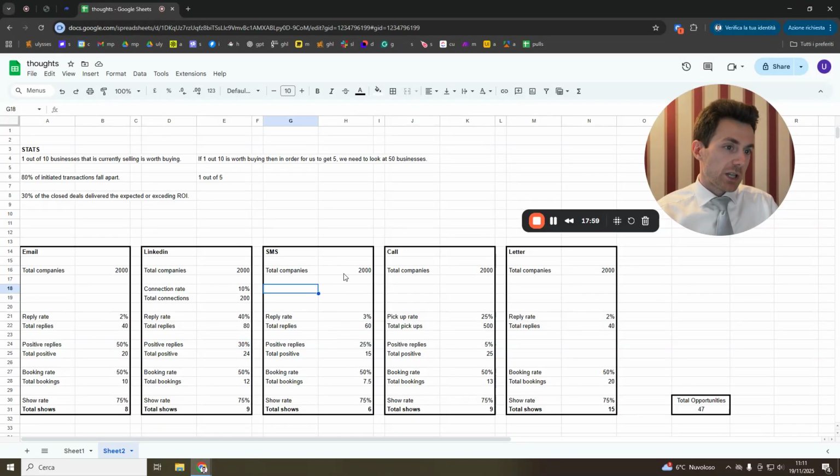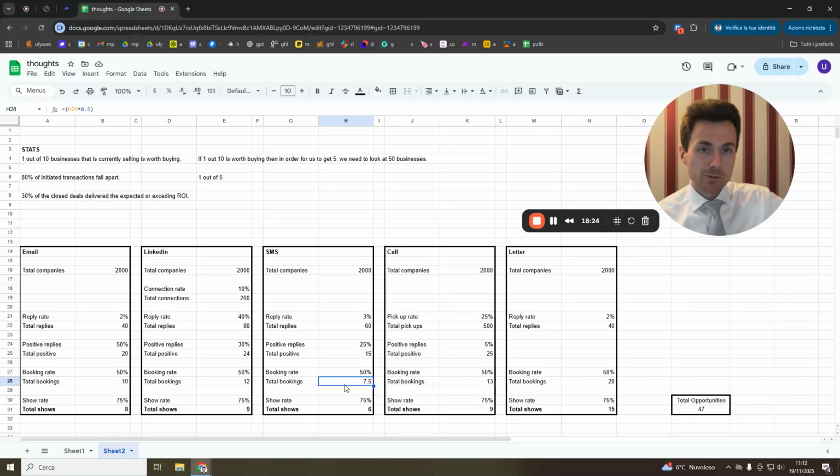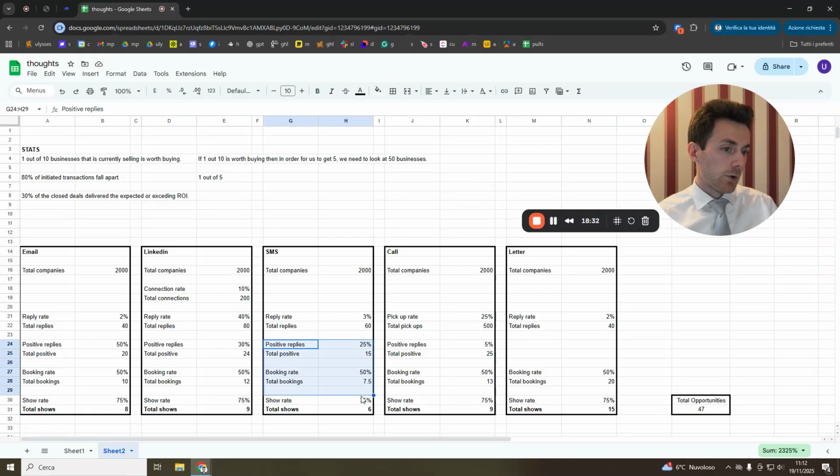Now, let's say that we roll the same list into an SMS process, maybe as a follow-up only. Reply rate at 3%, very conservative. Get 60 replies, positive. We assume it very low because a lot of them are just going to say stop, don't contact me again, because SMS is quite invasive. We get 15 total positive, 50% book a call or say call me since you already have my number, and then 75% pick up or show up for the meeting. So it's total 6.